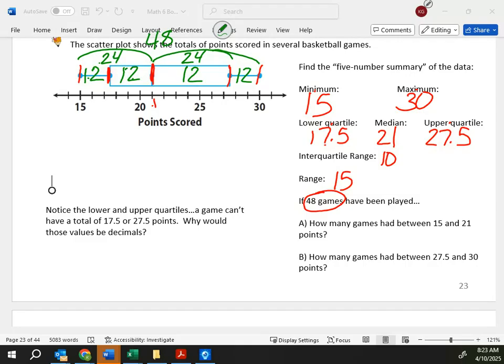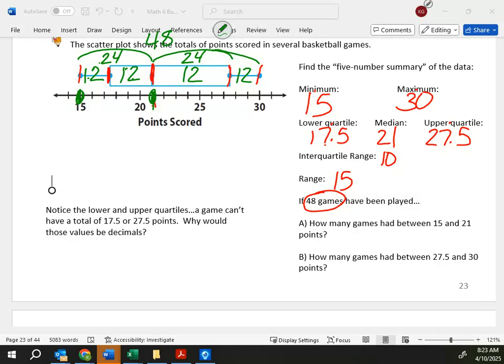How many games had between 15 and 21 points? So 15 and 21. Looking at the numbers that I filled in, how many games had between 15 and 21? Would I go with the 12s or would I go with the 24s? Would I go with the 48s? Those are our choices. How many games had scores between here and here?